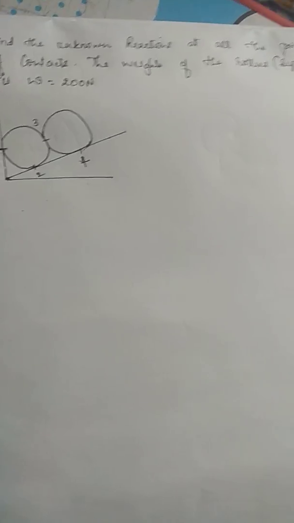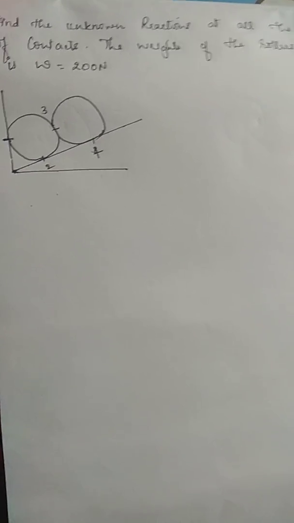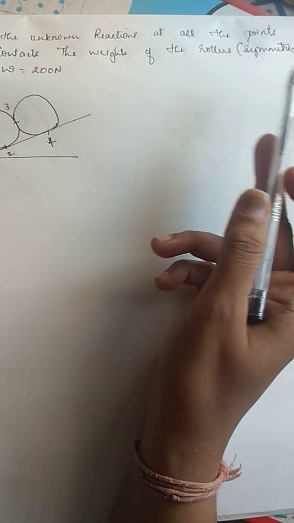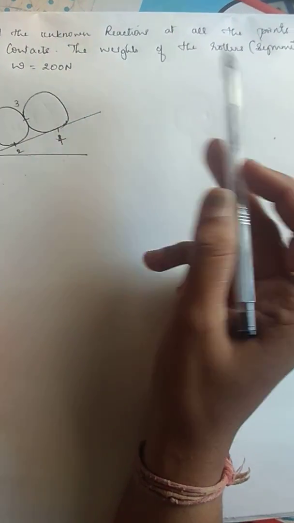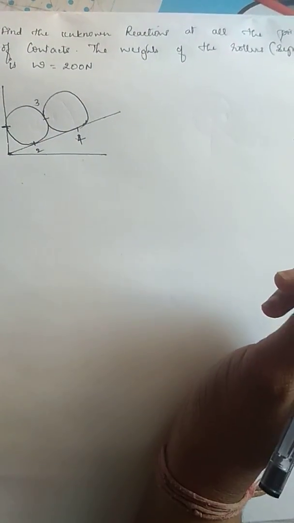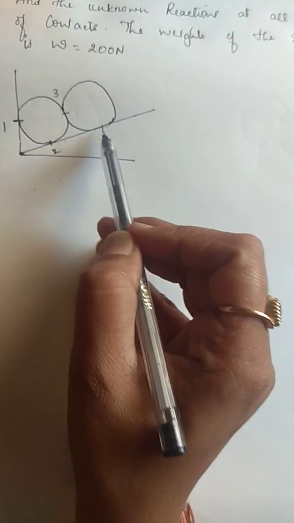Good morning all. We will be continuing today with equilibrium of concurrent forces, roller numericals. So here we have a two roller numerical wherein we find the unknown reactions at all the points of contact. The weights of the rollers, which are identical or symmetrical, is W equal to 200. If you look at the figure very carefully, these are the points of contact.